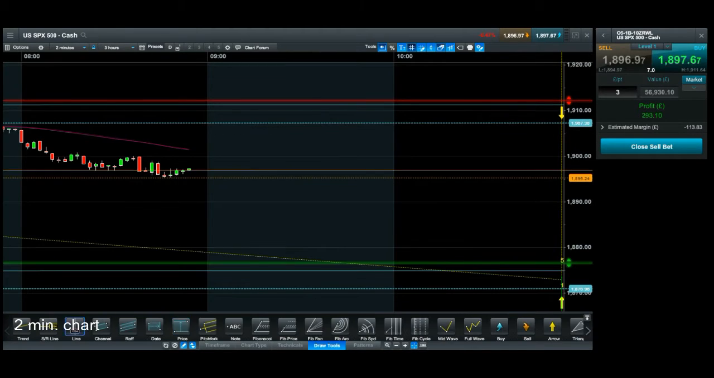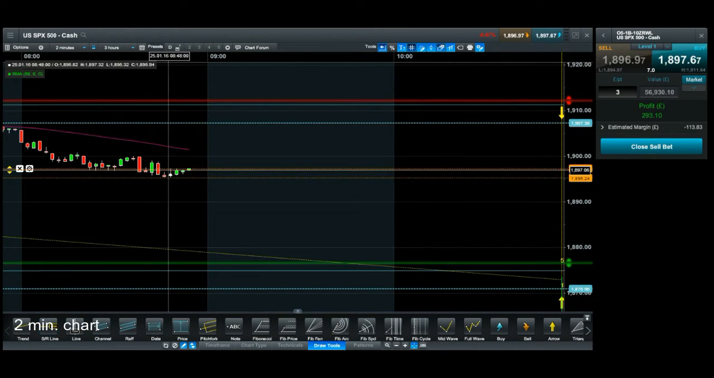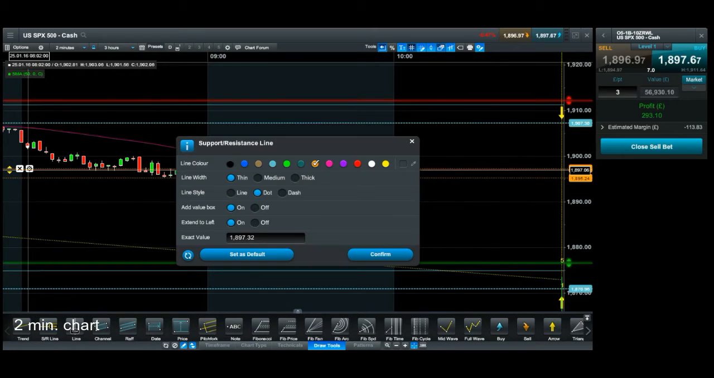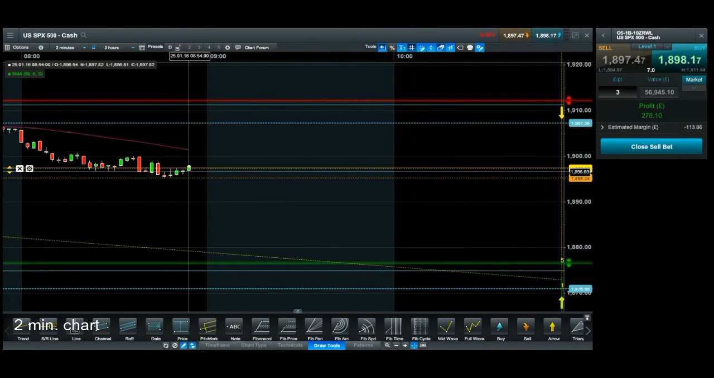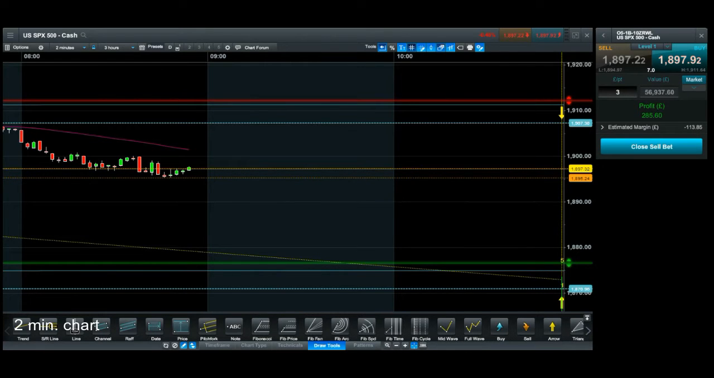Okay, let me just draw a line. I've got to change it into a yellow color. Yeah, it's gonna push it through. So I'm gonna close the trade, making a £285 gain.